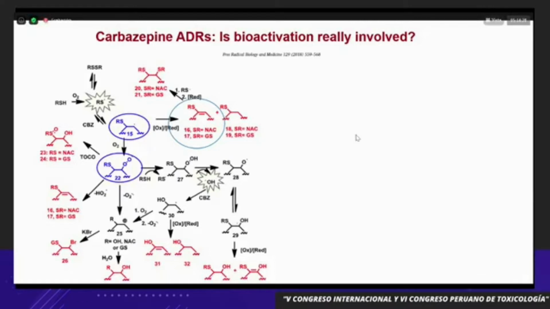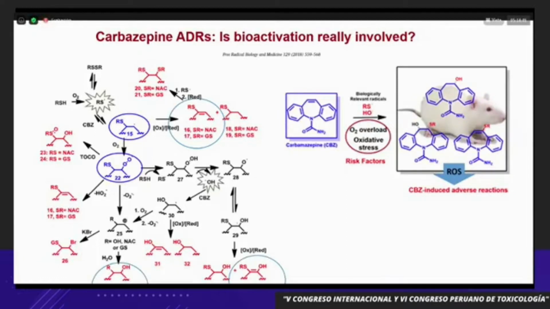So once we knew all about the reactivity of carbamazepine with sulfur-based nucleophiles, we decided to investigate if this kind of reaction could actually occur in vivo. So we decided to expose rats to carbamazepine, and then we analyzed the extracts obtained from the livers of these rats. And using high-resolution mass spectrometry, we could identify some of the adducts that were already identified in vitro. So this really showed us that these radical-based reactions could occur in vivo.